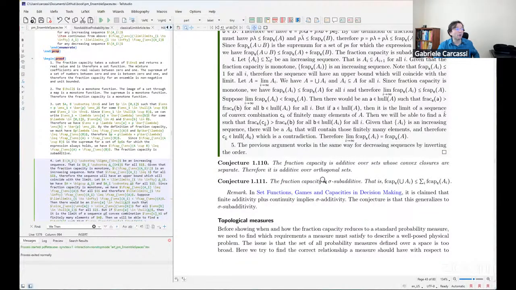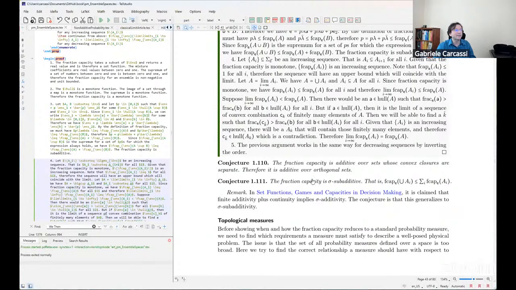And again, I have a couple other conjectures that need to be proven. The fact that the fraction capacity is additive over sets whose convex closures are separate. Therefore, it is additive over orthogonal sets. This is something that I think is true. It needs to be proven.